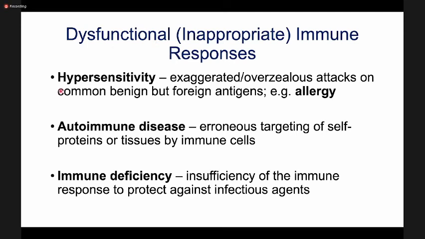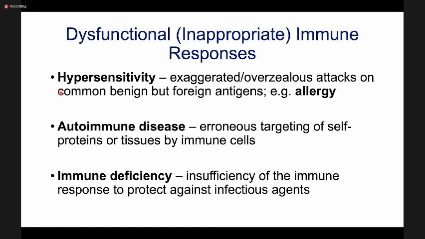One is your hypersensitivity responses, where you're getting very exaggerated attacks on antigens that are foreign, but they're not really infectious. A good example of this would be an allergic reaction, where, if it's a food allergy, someone is mounting a very strong immune response against food, which we should be able to tolerate, what we call oral tolerance, or against pollen or dust mites. So it's this response that now causes symptoms or causes disease.